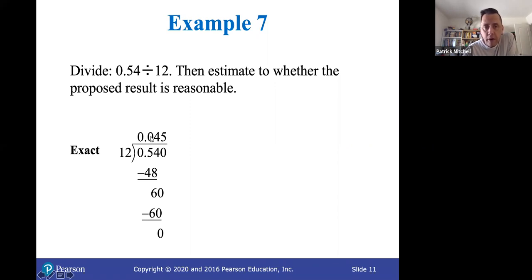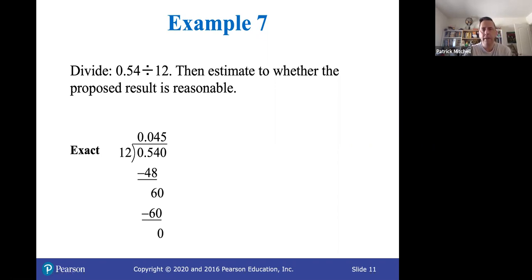Okay, again, the zeros can be a little tricky. 4 times 12 is 48. 54 minus 48 is 6. Bring down a 0. 12 into 60 goes 5. 5 times 12 is exactly 60. So the quotient is 45 thousandths.